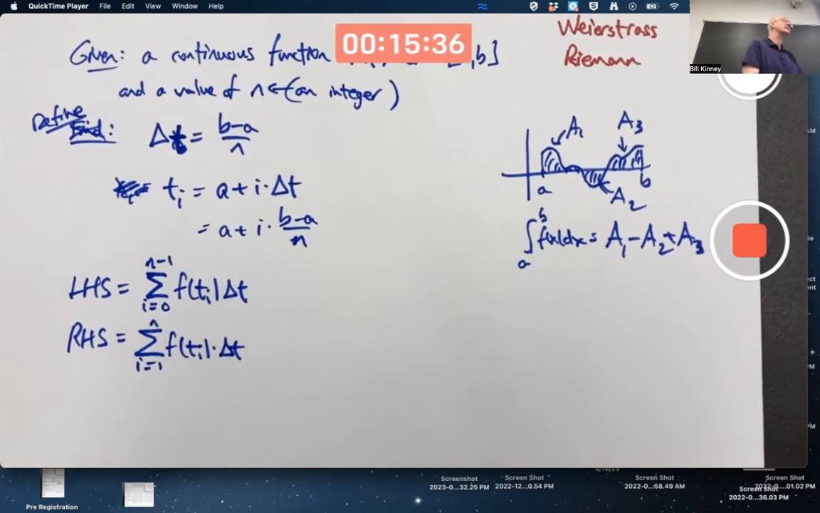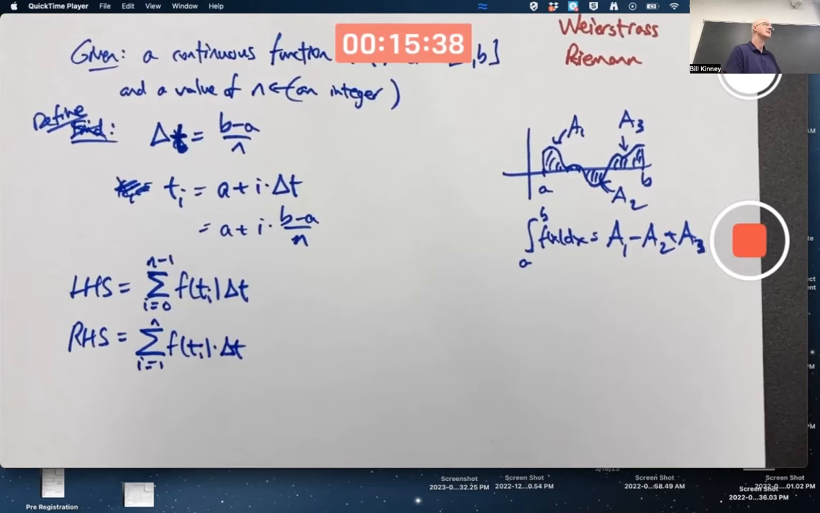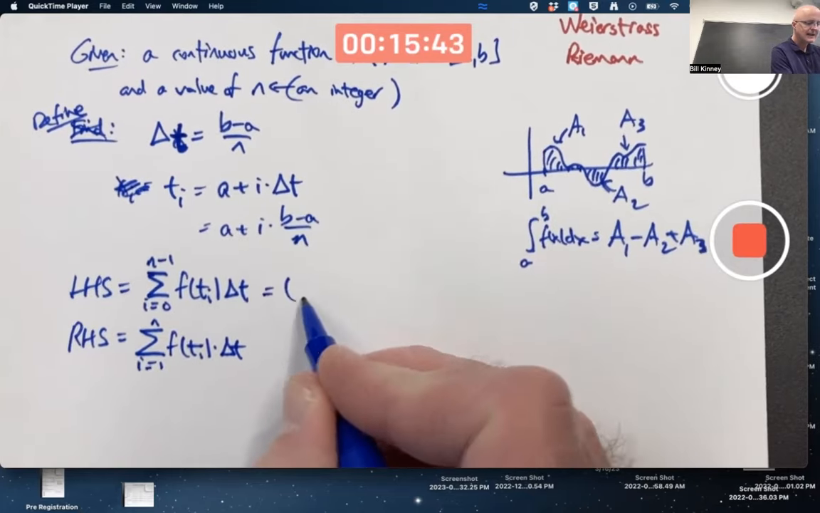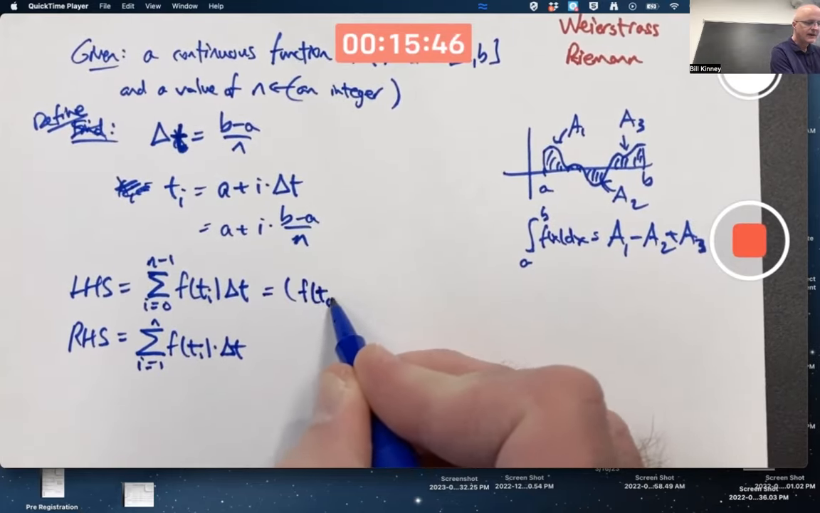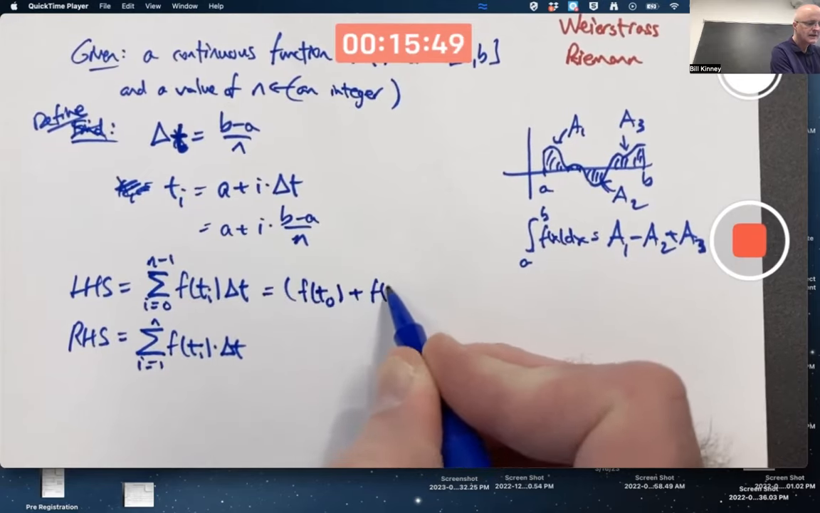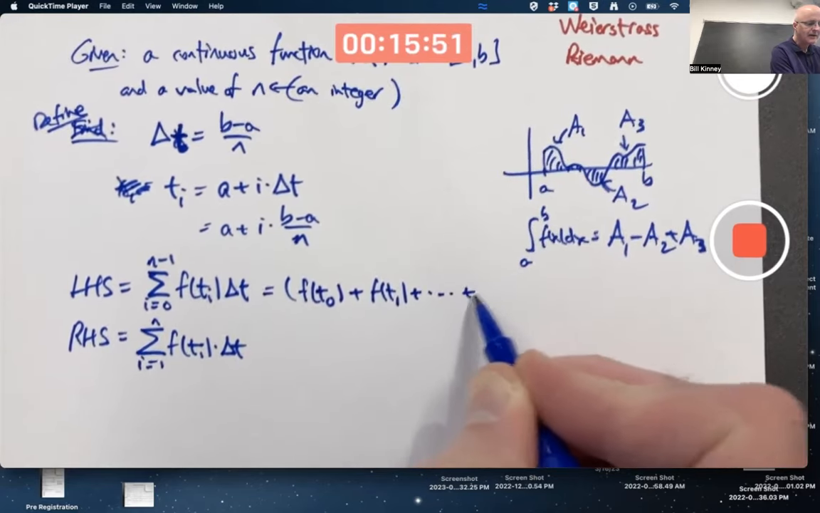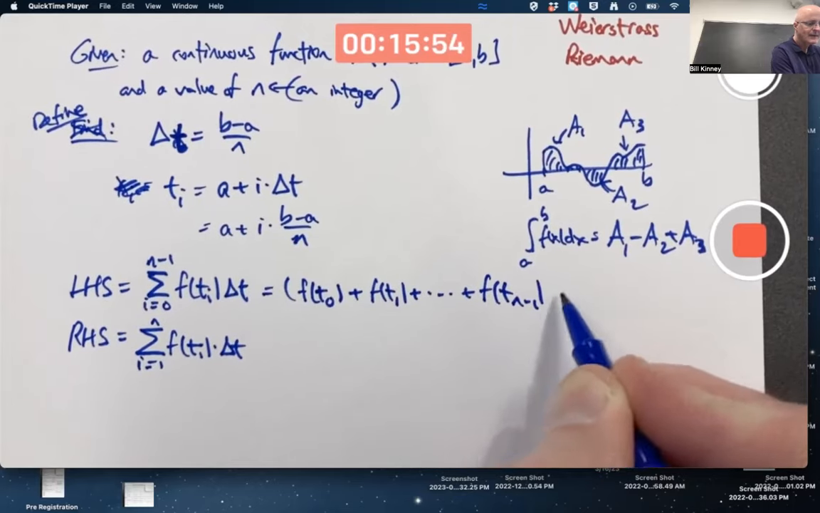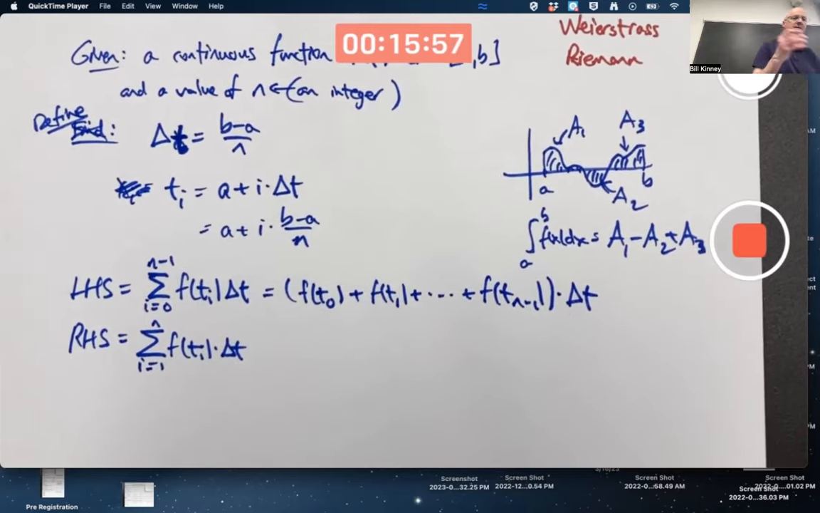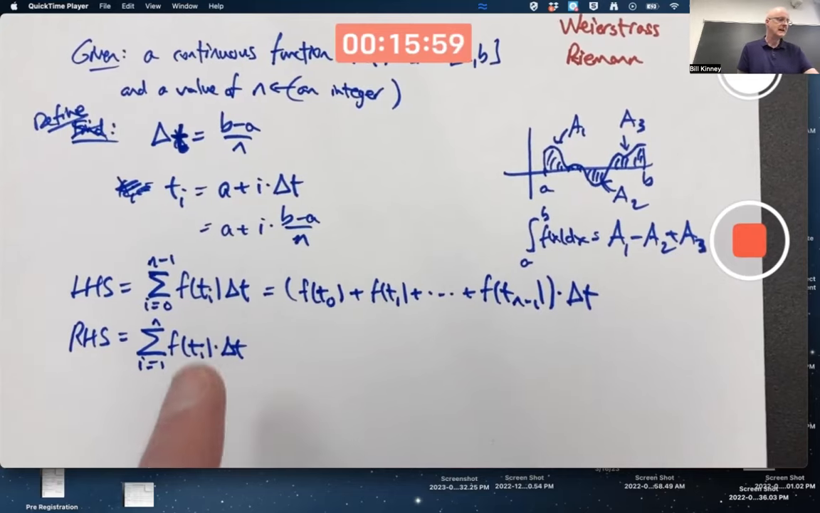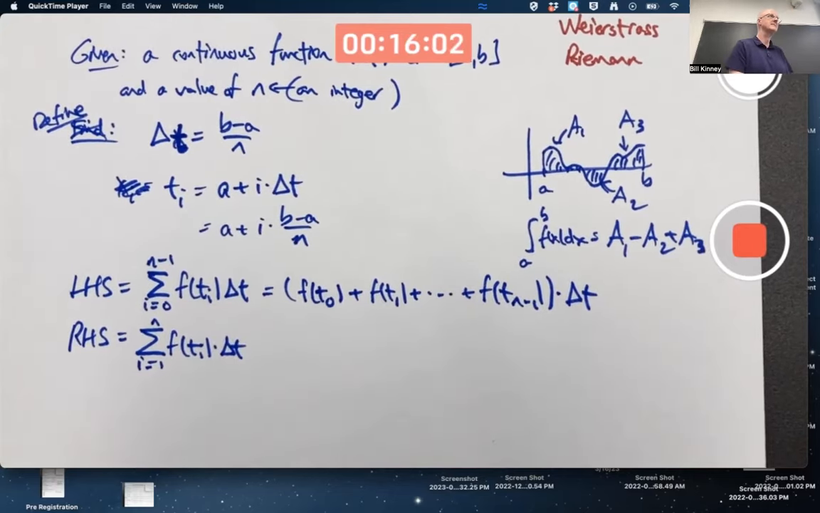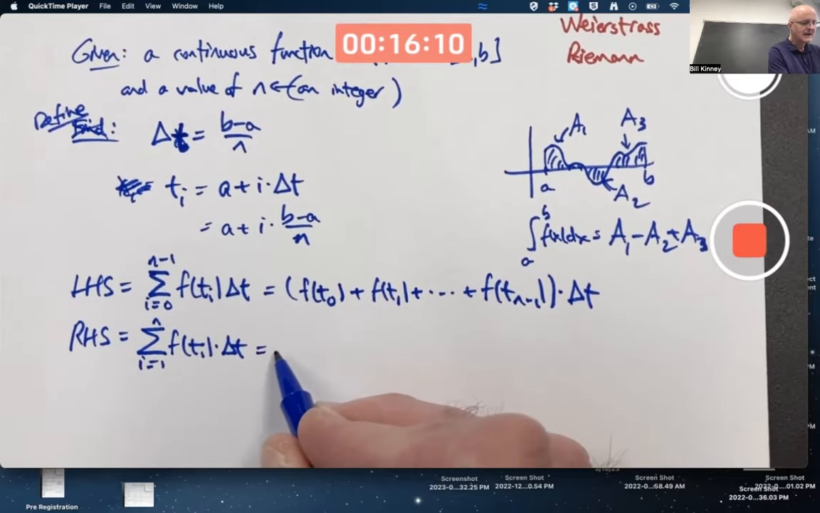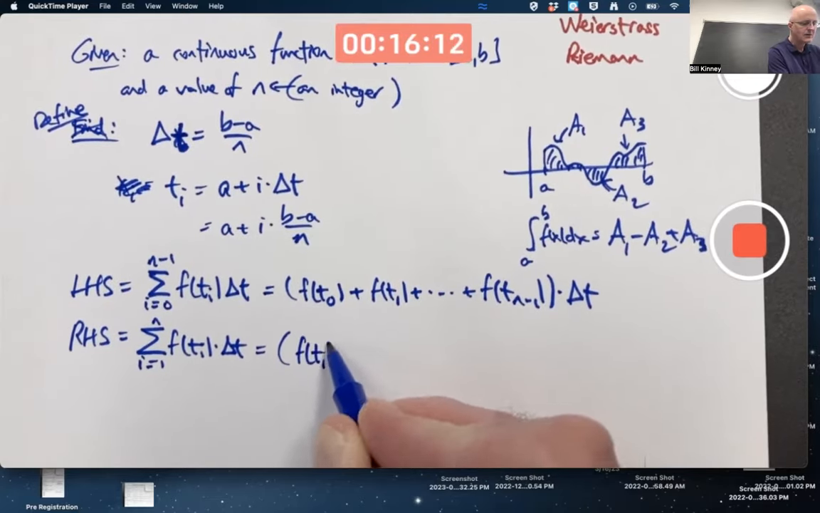In both cases, the delta t really could be factored out, and you could just do the multiplication once. Here you could add up the f of t values, starting with f of t0, then f of t1, and ending with f of t_(n minus 1), and then multiply by delta t. So I factored the delta t out of each thing that was being added. I didn't do that last Friday, but it certainly can be done. And I can do the same thing with the right-hand sum, but there is a difference. You start at f of t1.